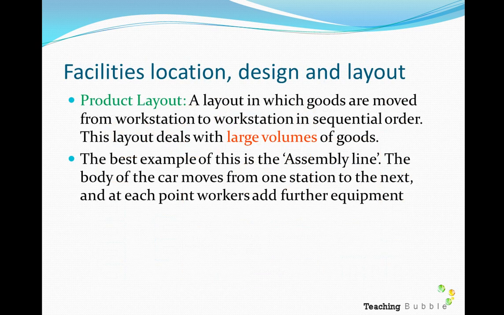When we look at the next one, a product layout, this is where there are large volumes of goods. Now what happens is the product or the goods are moved from workstation to workstation in sequential order. So the best example is the assembly line. It's really good for large volumes of goods. When you're trying to produce large amounts of a particular product, this is a great layout to use.